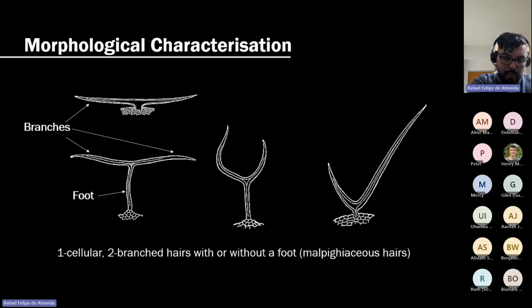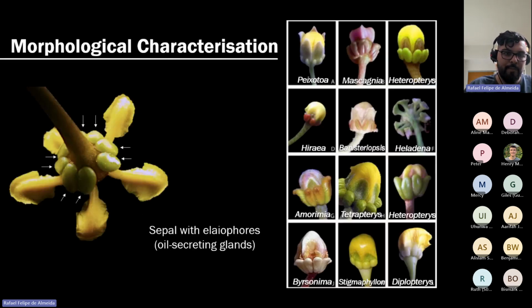This is called Malpighiaceous hairs because it was first described in the literature for this family, but we know nowadays that it's not exclusive to Malpighiaceae. It is found in a bunch of different families within flowering plants, even outside the dicotyledons. But for Malpighiaceae specifically, Malpighiaceous hairs with one cell are exclusive to Malpighiaceae. You can find Malpighiaceous hairs with more than one cell in different families of flowering plants, but only one-cellular two-branched hairs are found in Malpighiaceae.